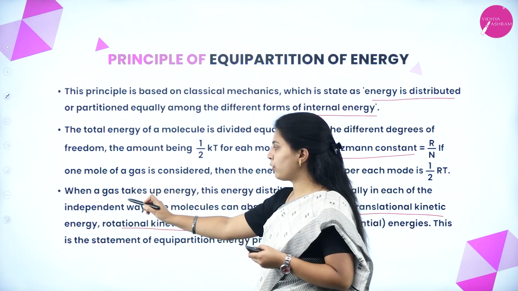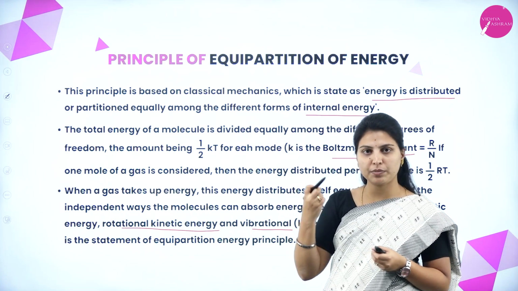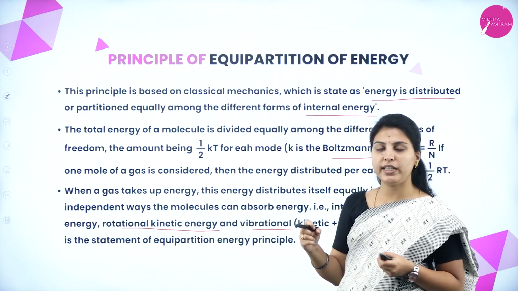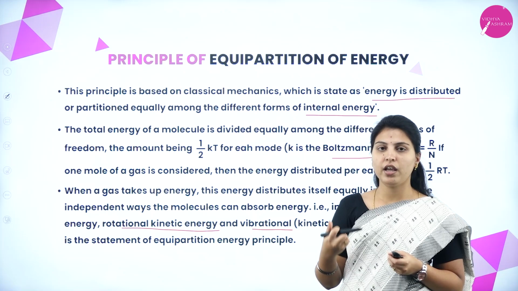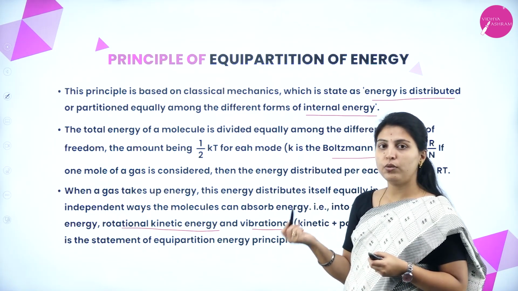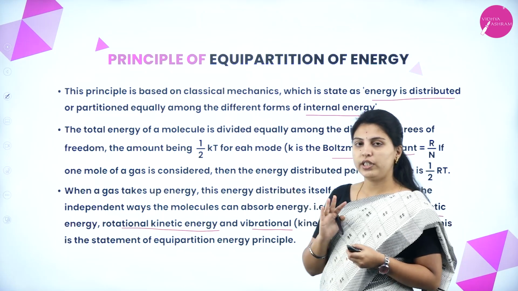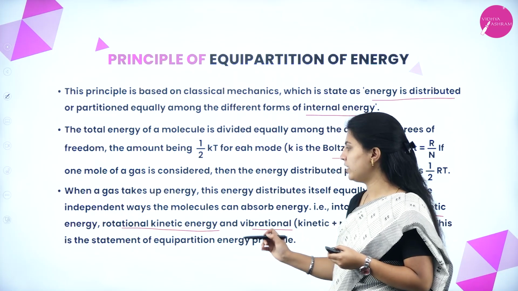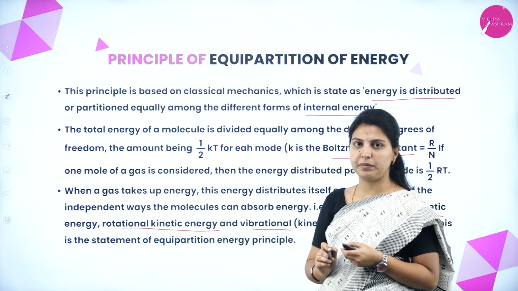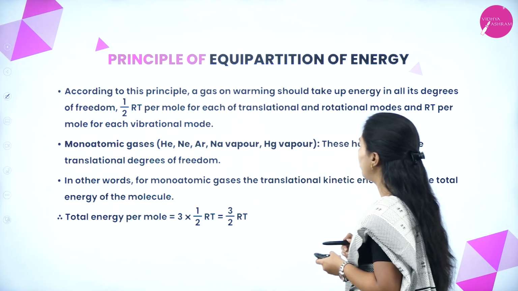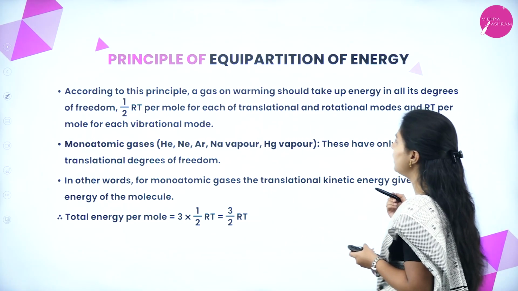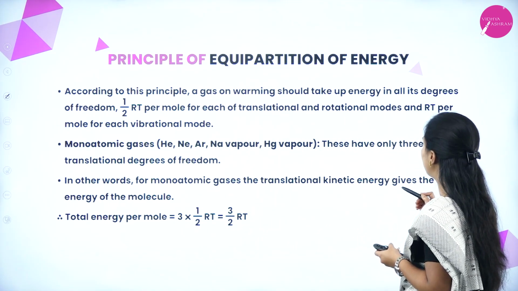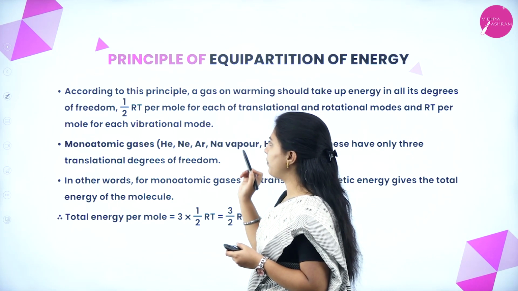What does it mean? In a molecule, all kinds of energy will be equally distributed with respect to internal energy. For example, when a gas receives some energy, that energy will be distributed equally as vibrational energy, rotational energy and translational energy. Potential and kinetic energy are also there. So equal distribution will be there, and that distribution is considered the equipartition energy principle. According to this principle, a gas on warming should take up energy in all its degrees of freedom, that is, half RT per mole for each of the translational and rotational modes and RT per mole for each vibrational mode.